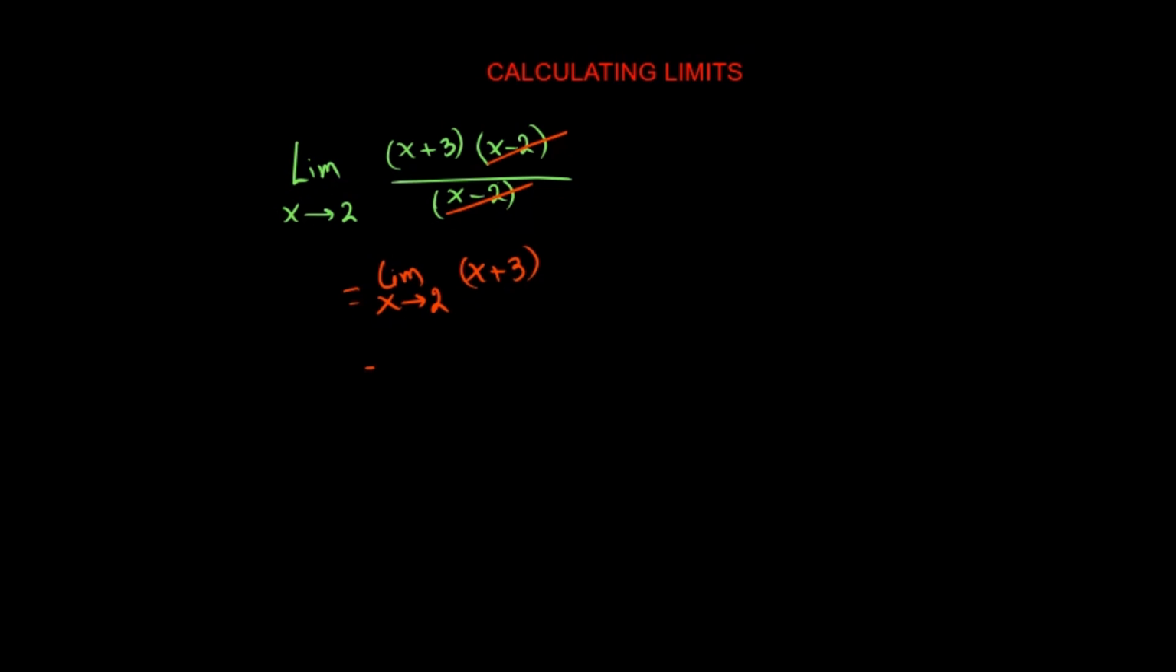So now you plug in x for 2. So x plus 3 becomes 2 plus 3, which is 5. When you plug in x for 2, then you no longer have to write limit x going to 2, this expression, in the next line. So just 2 plus 3 is acceptable and 5 is your solution.